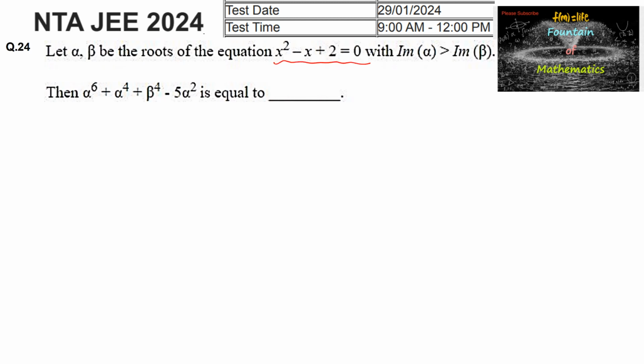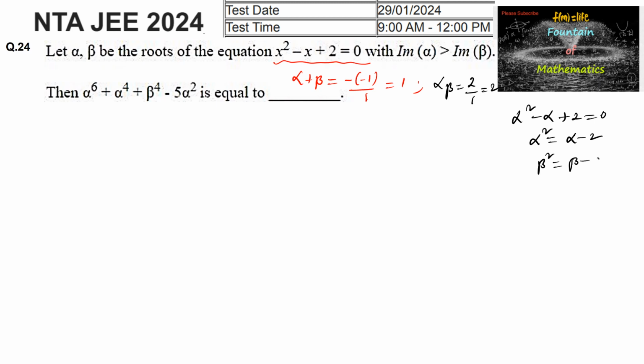Since alpha and beta are the roots, the sum of the roots alpha plus beta is equal to minus b by a, that is minus of minus 1 divided by 1, which is 1, and the product of the roots is equal to c by a, that is 2 upon 1, which is 2. Also since alpha is a root, alpha square minus alpha plus 2 is equal to 0, which implies alpha square is equal to alpha minus 2. Similarly, beta is also a root, so beta square is equal to beta minus 2.